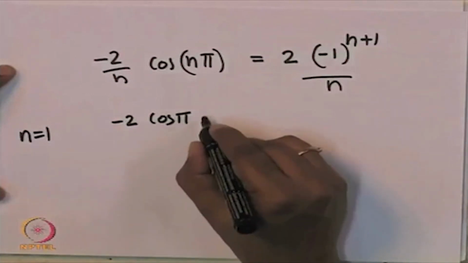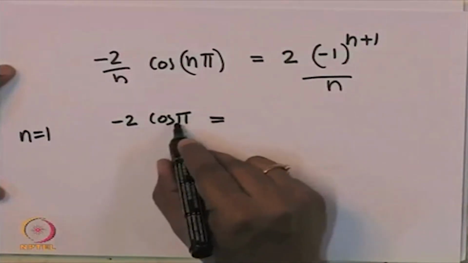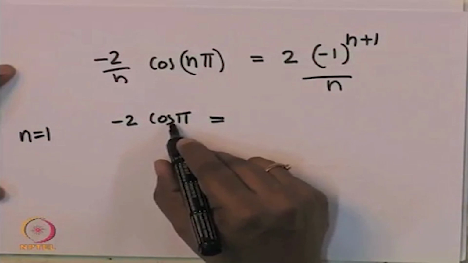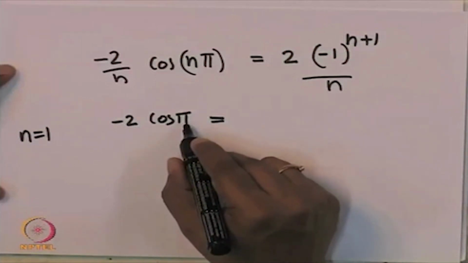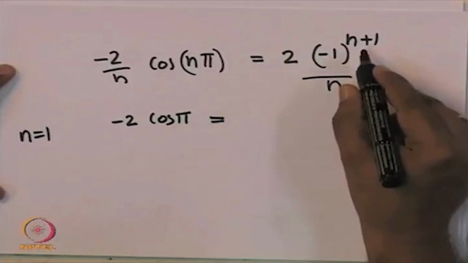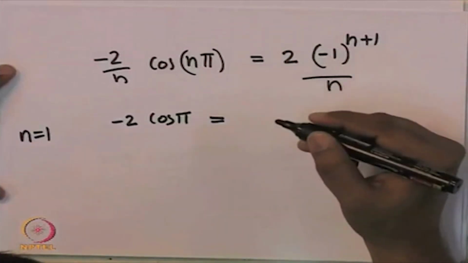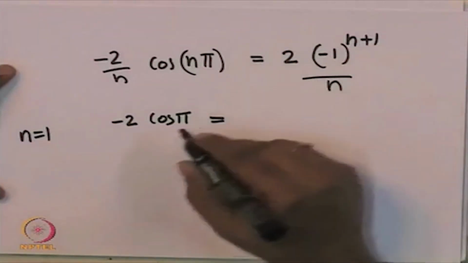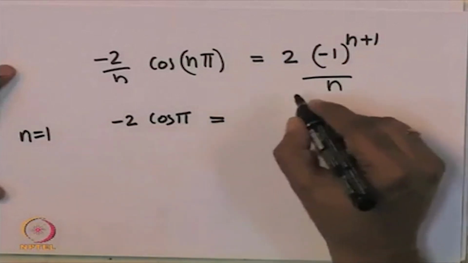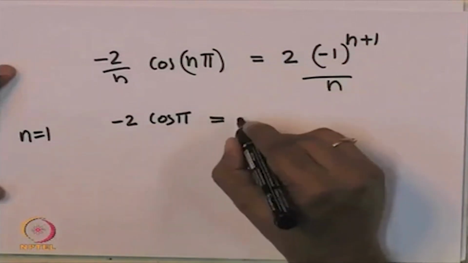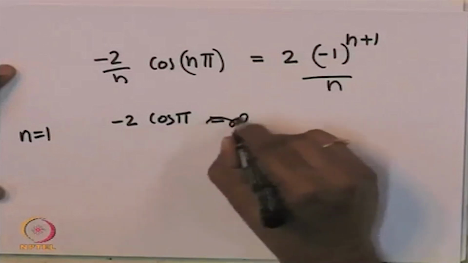What is cos pi? Cos 0 is 1, cos pi is minus 1. So, cos pi is minus 1. So, what do we get here? What you get is minus 2 into minus 1, you get 2. So, you get this as 2.